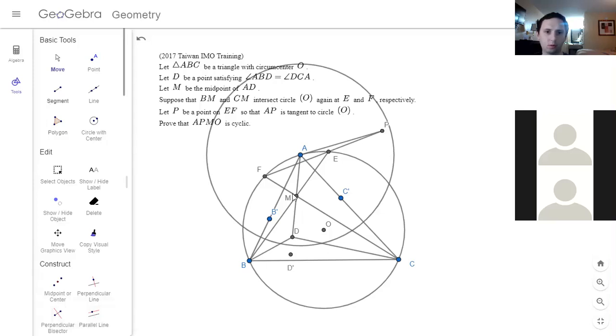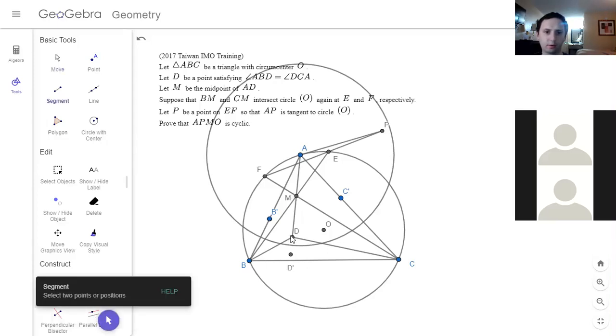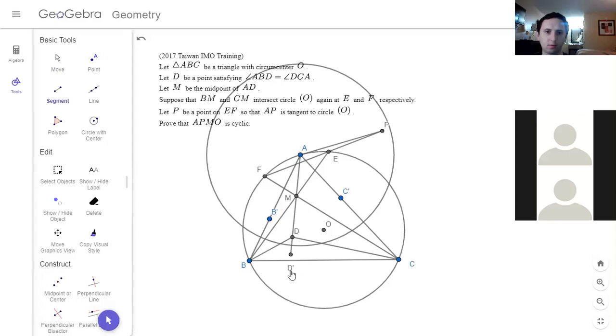So what's the angle bisector? D prime A is the angle bisector of B prime, D prime, C prime. Okay, because this angle is equal to that angle and this angle is equal to that angle. That makes sense. All right, so to say that APMO is cyclic, that means M prime, O prime, and P prime are collinear, right?